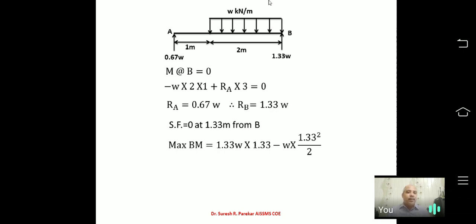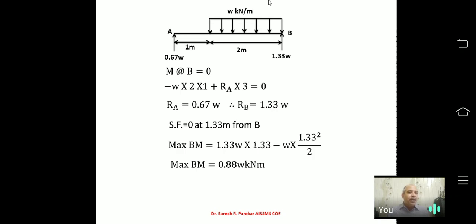So what will I get? 1.33 W into 1.33 minus W into 1.33 square by 2. Now I solve this. That will give me maximum bending moment 0.88 W kilonewton meter. And I know the value of bending moment from the equation we got, that is 0.61 kilonewton meter. So we have to equate these two.